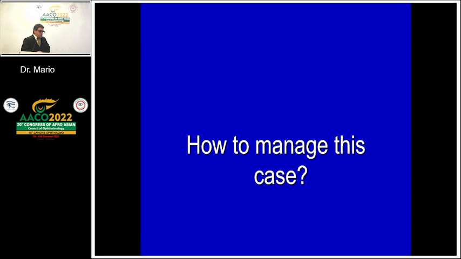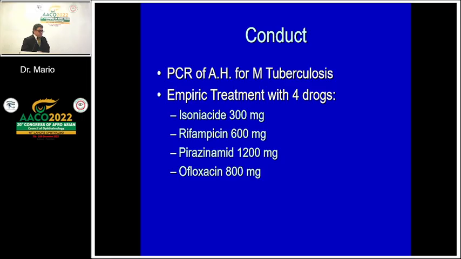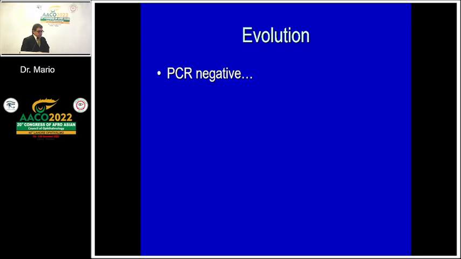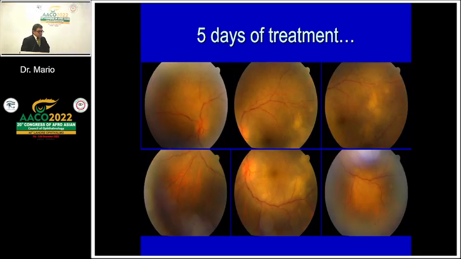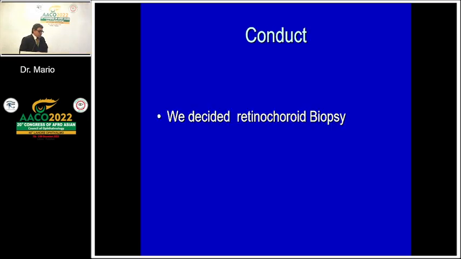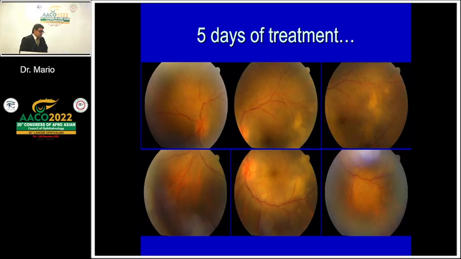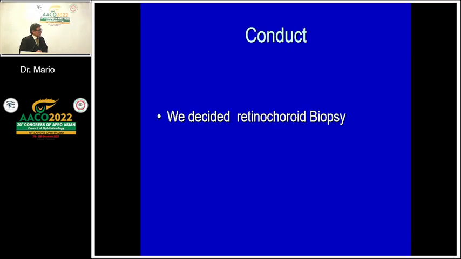So we thought, maybe we have TB. We also have a lot of TB, like you hear. Why not? Let's do some treatment. We'll see. The PCR was negative, and 5 days after treatment, we see that, as you see, the retina was worsening. We didn't know what to do, so we decided to go for a piece of retina to get the biopsy.